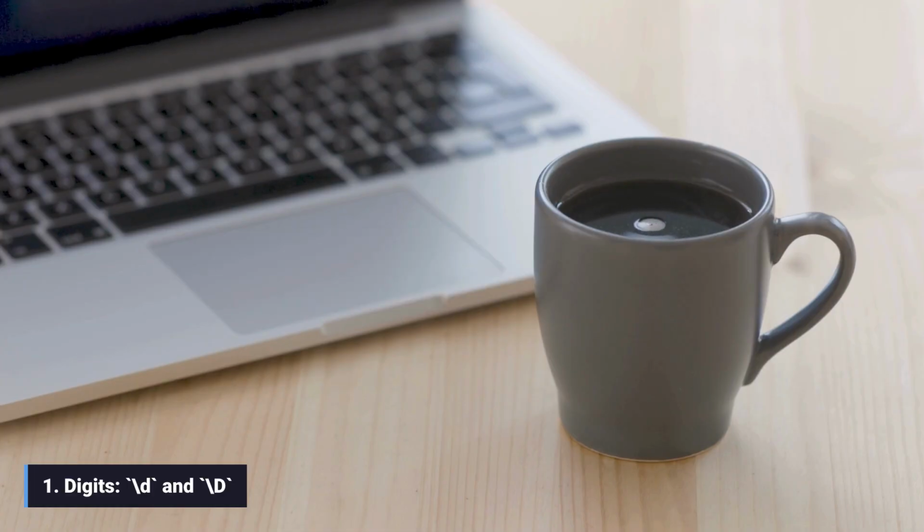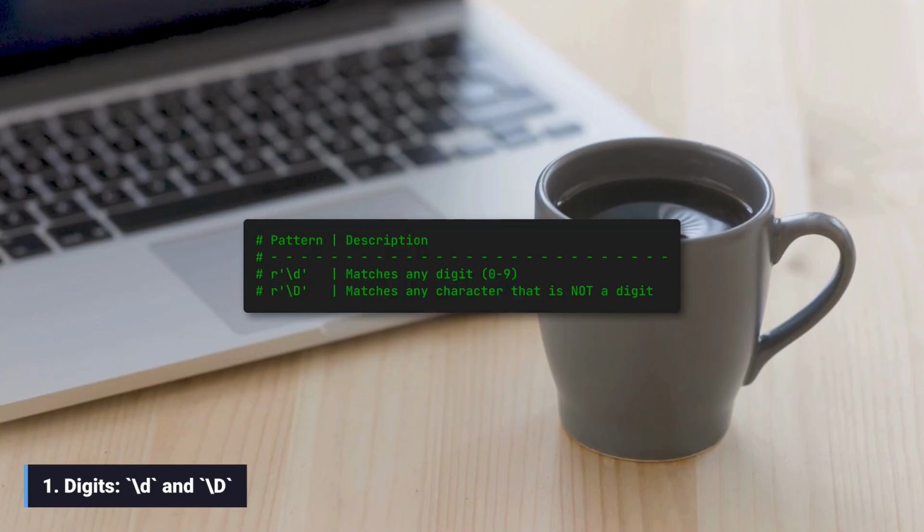1. Digits: \d and \D. The character \d matches any digit, which is the numbers 0 through 9. This is much shorter than writing 0 pipe 1 pipe 2 and so on. Conversely, the uppercase \D matches any character that is not a digit.